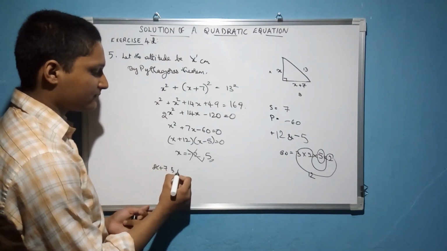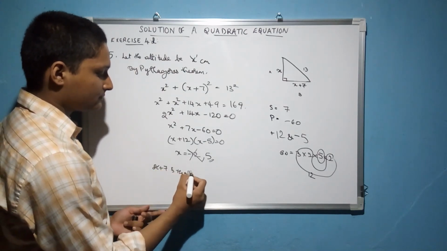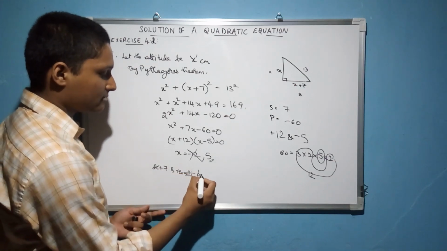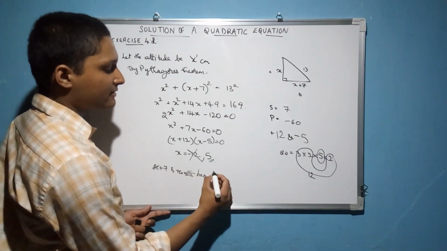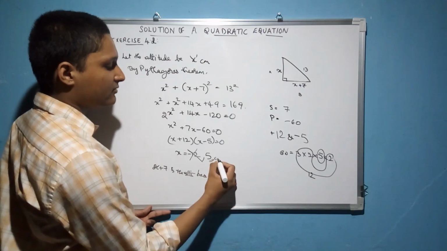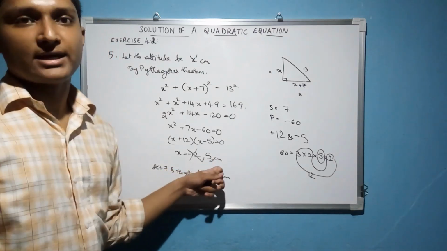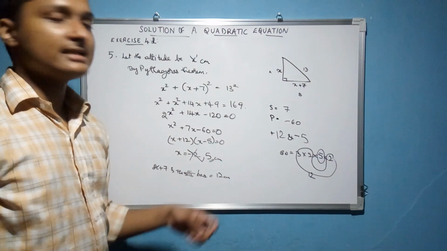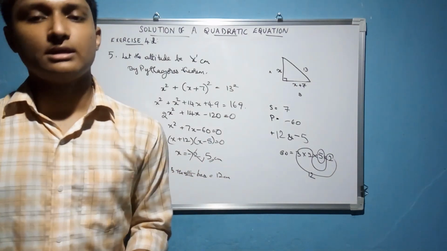X plus 7 is the altitude, not altitude, base. Base is x plus 7, that is 12 centimeter. Therefore the length of the altitude is 5 centimeter and the length of the base is going to be 12 centimeter in such a manner.